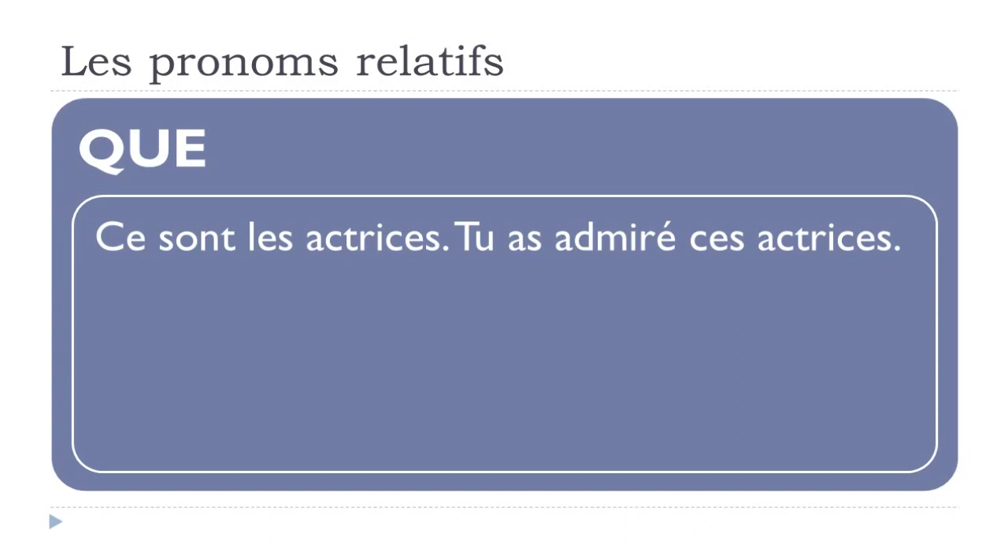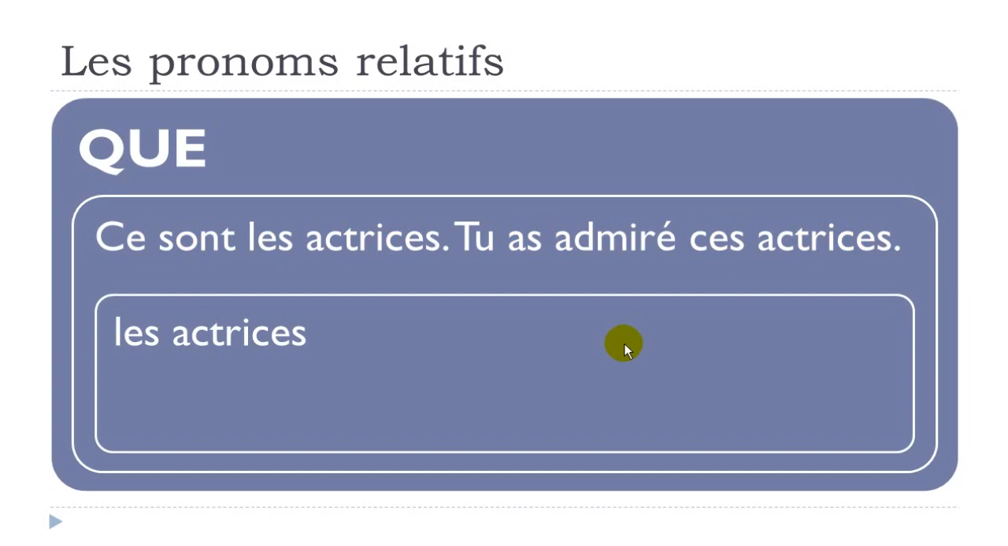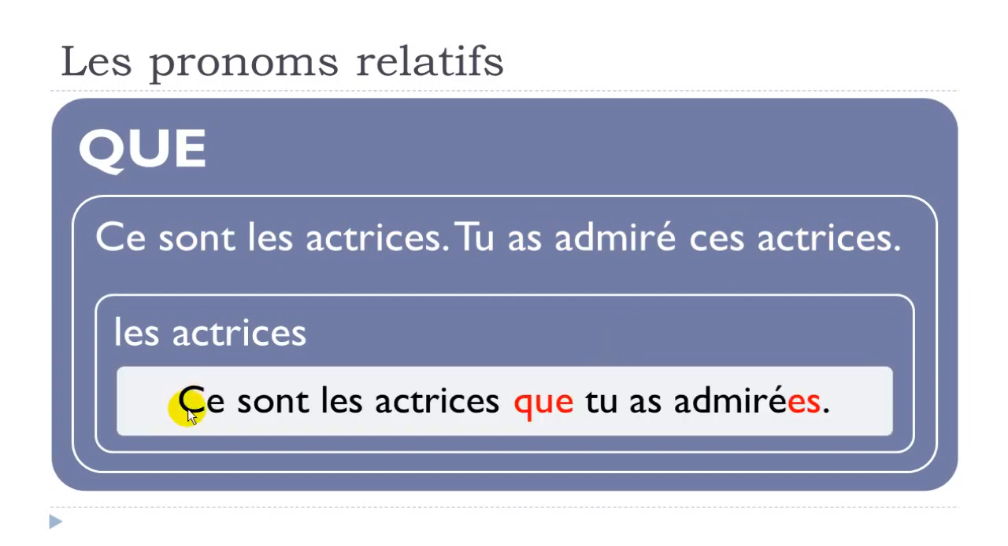If we have, like here, the feminine plural form, ce sont les actrices, tu as admiré ces actrices, okay, we don't want to repeat les actrices, then ce sont les actrices que tu as admirées. Okay, so remember here, admirées, well, first you've got this mark of the feminine, then you've got this S at the end, mark of the plural. Okay, phonetically you don't pronounce it, but still remember you got to put it. Okay, S.